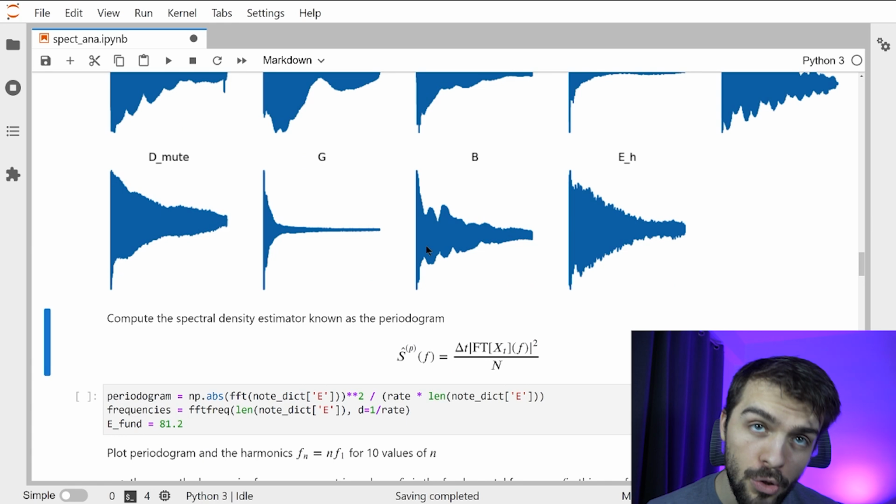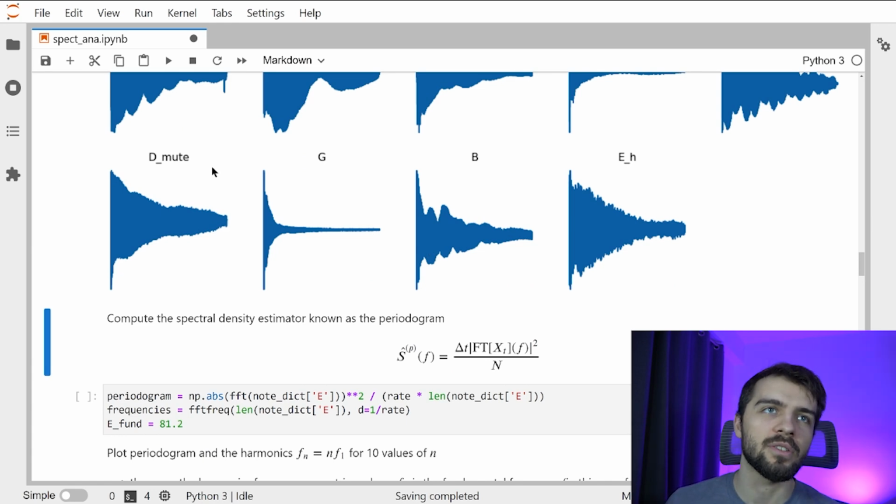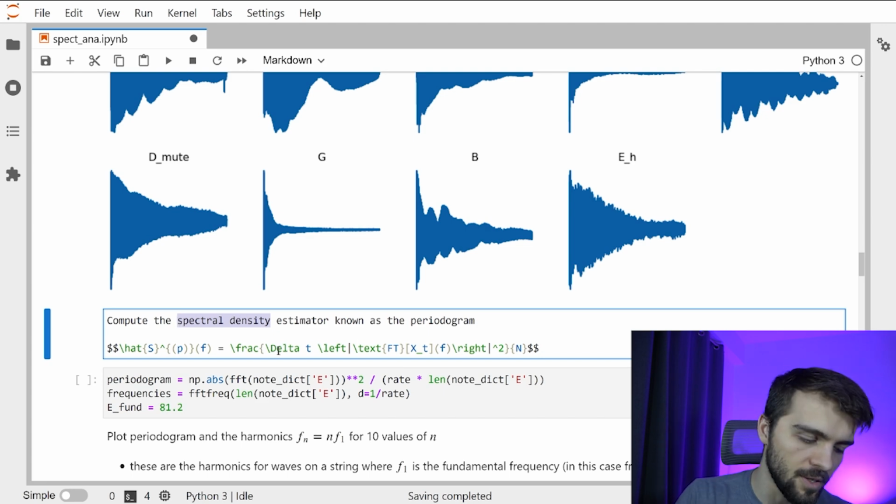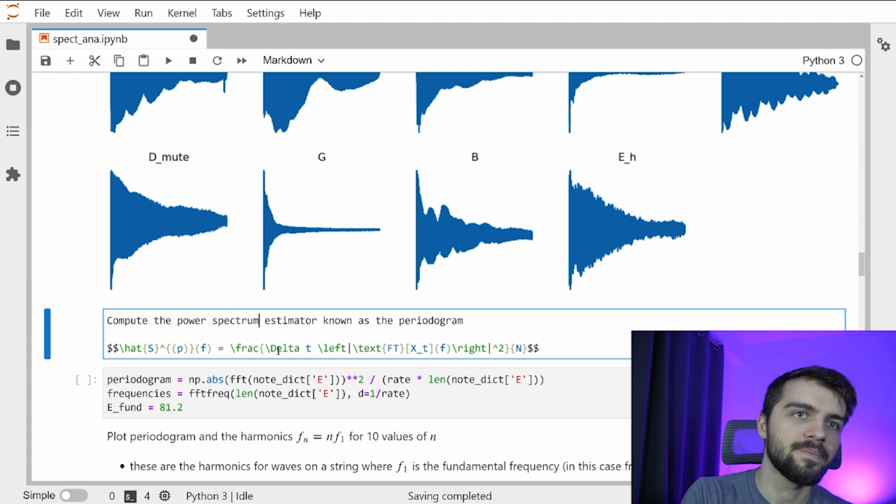And what we want to do is compute the spectral density, or I'm going to call it the power spectrum, because that's what I've been using for the rest of this video. Power spectrum.